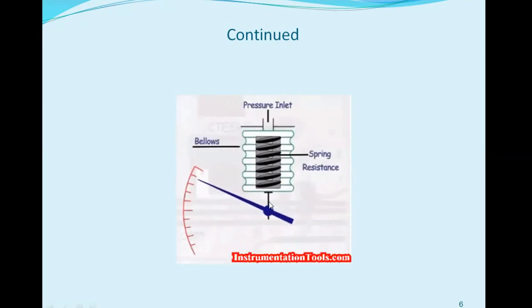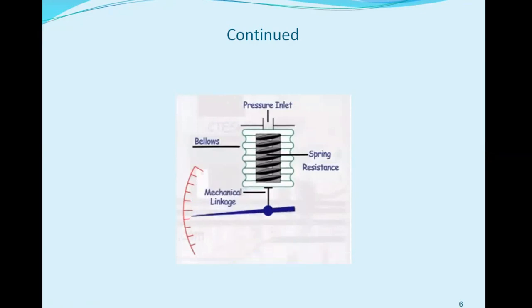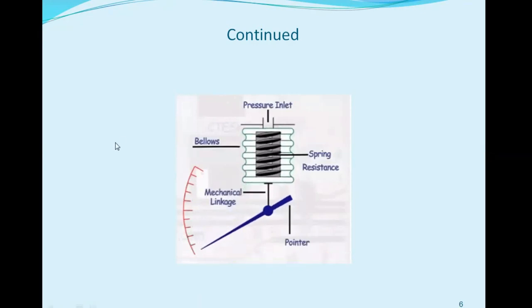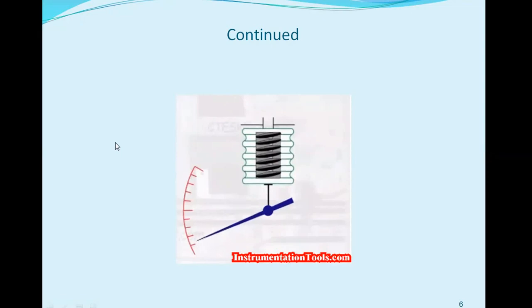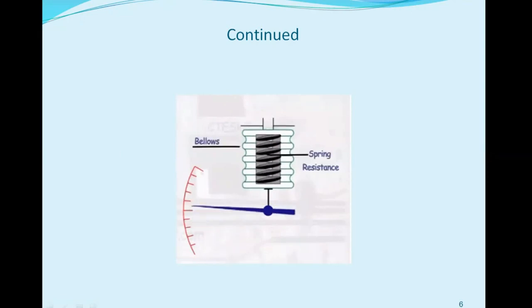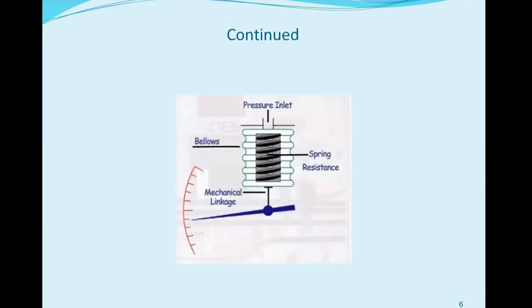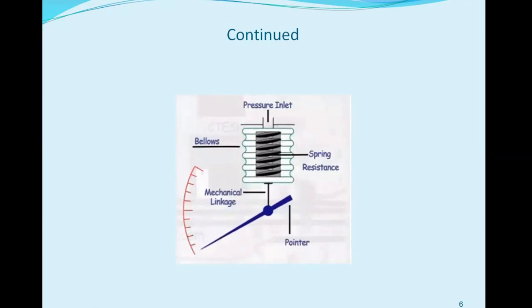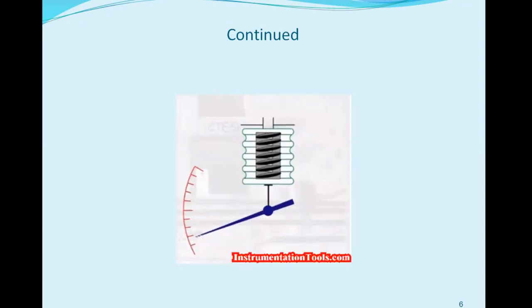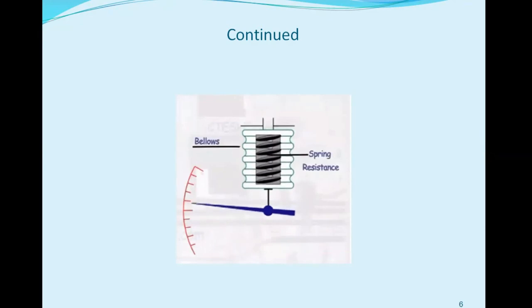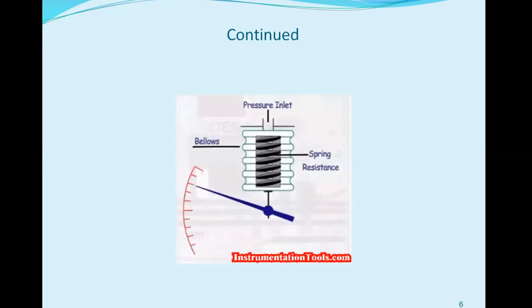No deflecting mechanism is attached to the free end. Only the pointer is attached, right? So this is the advantage over the Bourdon tube. Also, it is very easy to install and simple in construction. It can also measure high and medium pressures. These are the advantages.